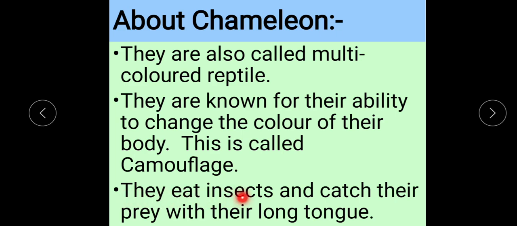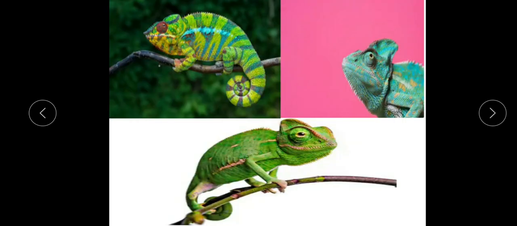Next point, they eat insects and catch their prey with their long tongue. All chameleons have a long tongue and they can catch their prey or their food, meaning small insects which they want to eat, with their long tongue. So this was about chameleon.